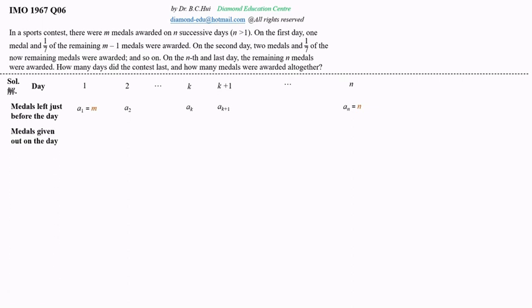Now, according to what we are given, medals given out on the day: on the first day, there were 1 plus 1/7 of (A1 minus 1). On the second day, it was 2 plus 1/7 of (A2 minus 2). On the Kth day, it was K plus 1/7 of (AK minus K). So we get AK+1 equals AK minus (K plus 1/7 of (AK minus K)).